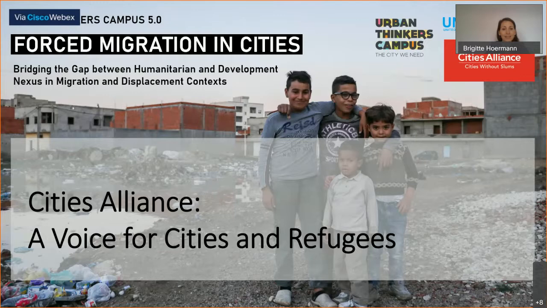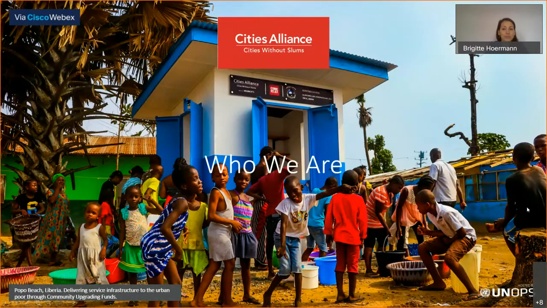Next slide, please. The Cities Alliance is first and foremost a global partnership, which operates a multi-donor trust fund to address key challenges of urban poverty through knowledge generation, advocacy, and implementation on the ground. Here you see a picture of how we work on the ground. This is from Liberia, where the Cities Alliance worked with communities and the local government to identify needs, and we established sanitation facilities in slum-dwelling areas.